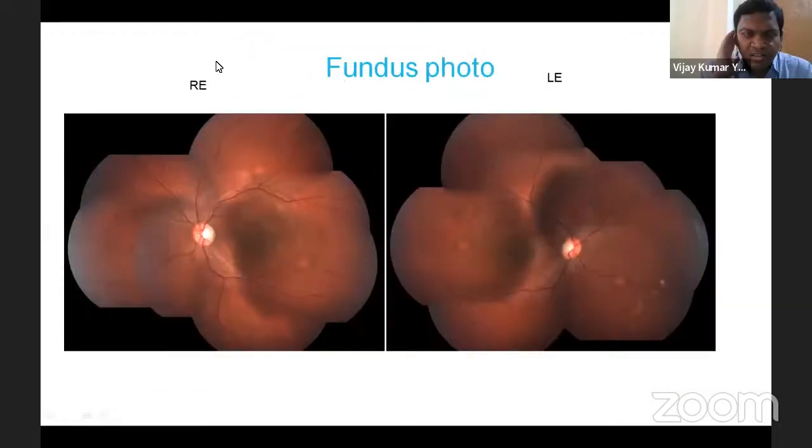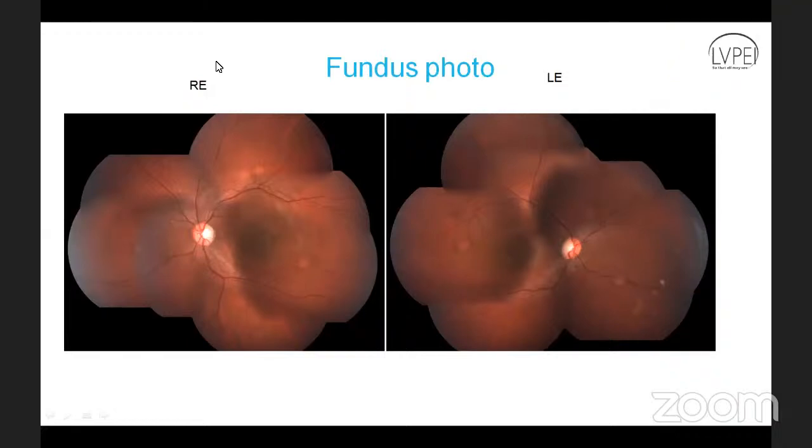Sorry, Dr. Shrikant. Can you switch on your video so that the audience can connect with you, if possible? Yeah, just a minute. Actually, I'm having difficulty with my camera. That is why I'm not able to.